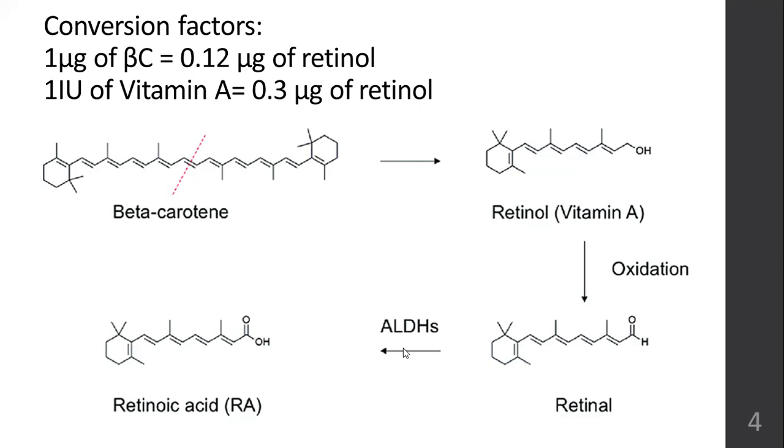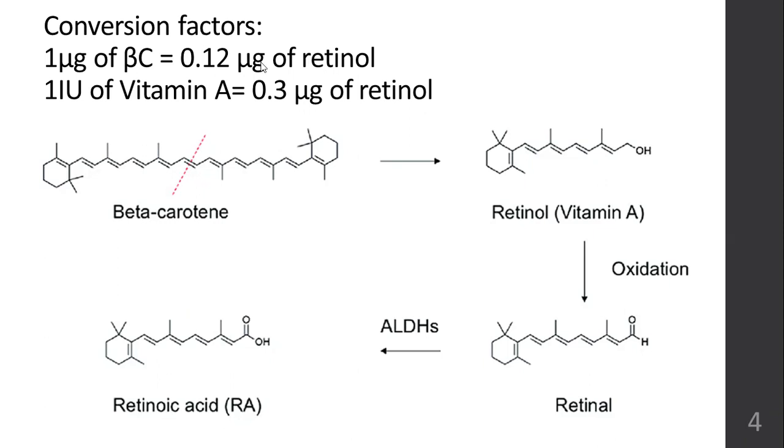It can be converted into retinoic acid. Retinoic acid is the most active and most potent form of vitamin A. Retinoic acid is kind of the royalty of vitamin A. So this is how vitamin A will be converted at various stages.